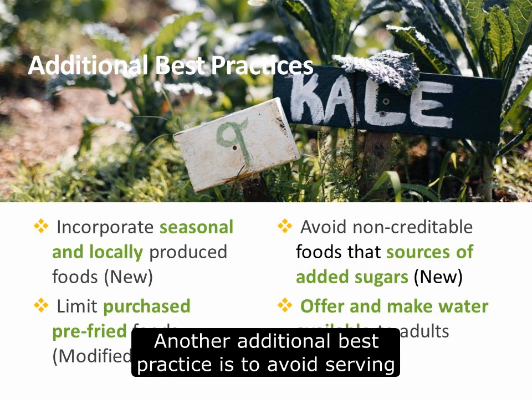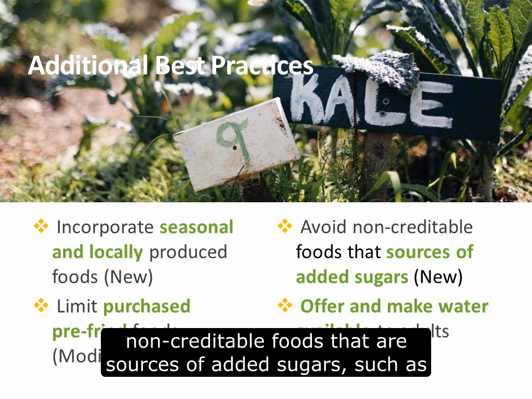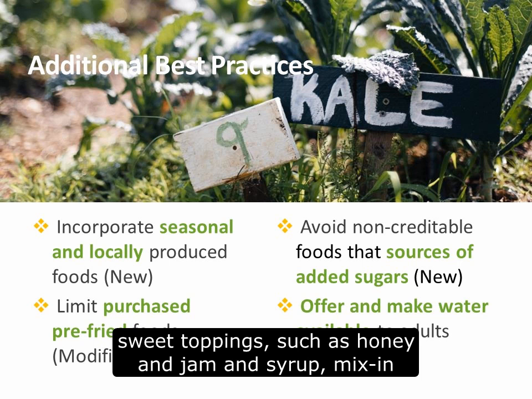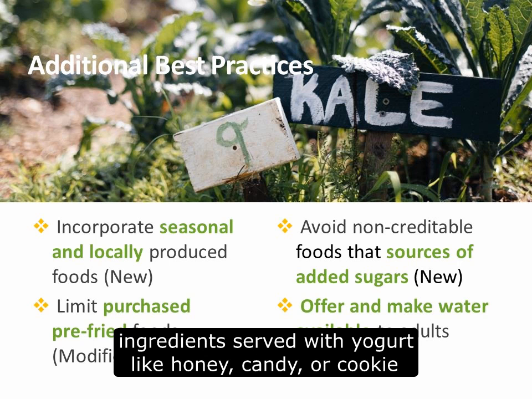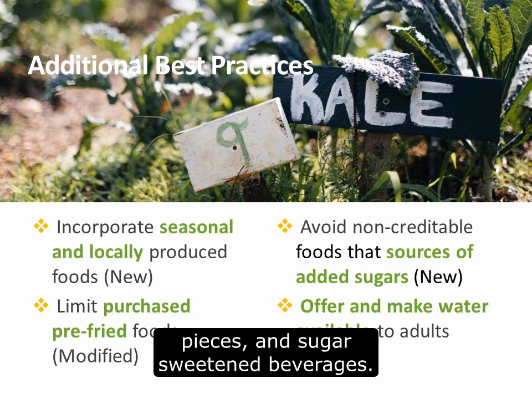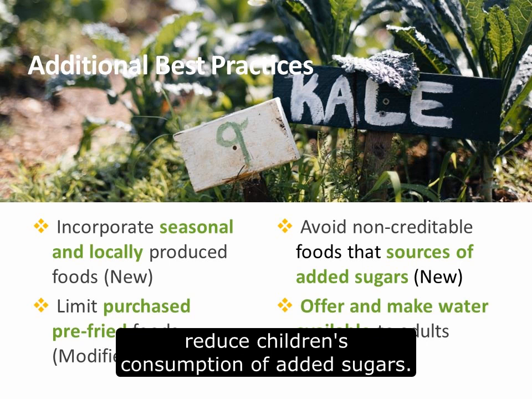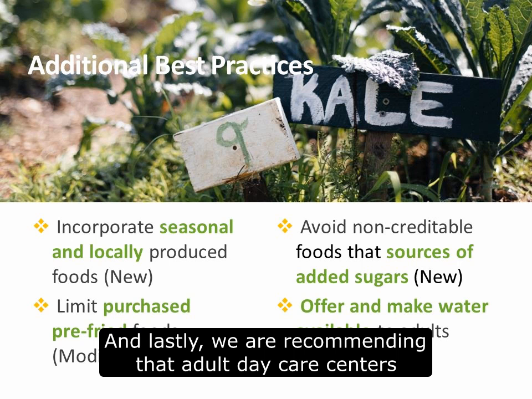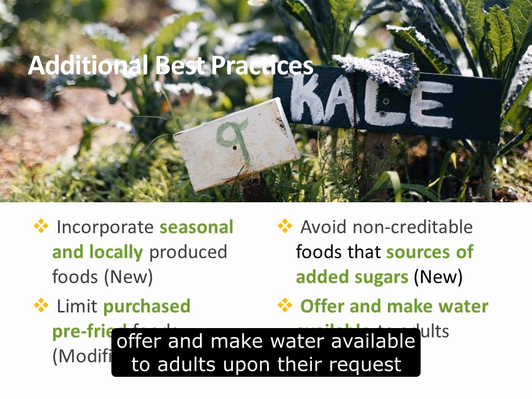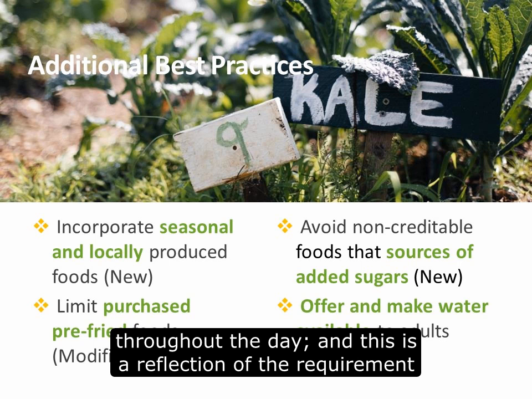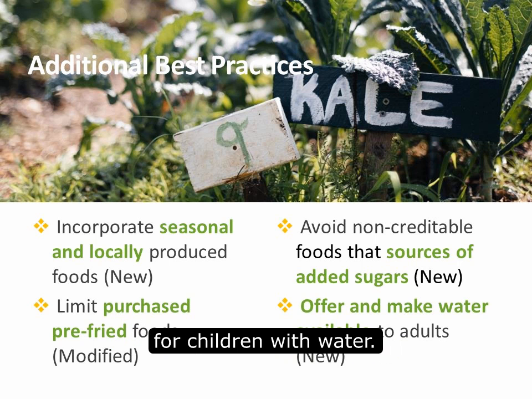Another additional best practice is to avoid serving non-creditable foods that are sources of added sugars, such as sweet toppings like honey, jam, and syrup, mix-ins for yogurt like honey, candy, or cookie pieces, and sugar-sweetened beverages. This is a new best practice, and it was added to further help reduce children's consumption of added sugars. And lastly, we are recommending that adult daycare centers offer and make water available to adults upon their request throughout the day. And this is a reflection of the requirement for children with water.